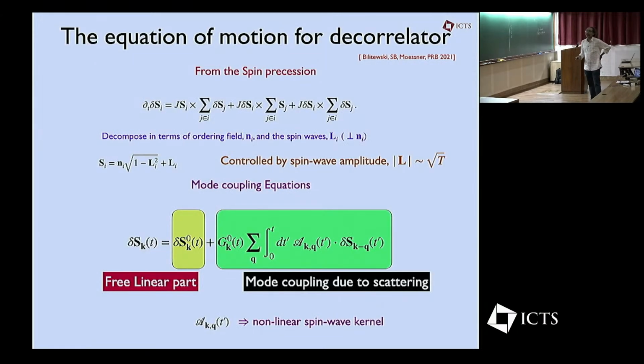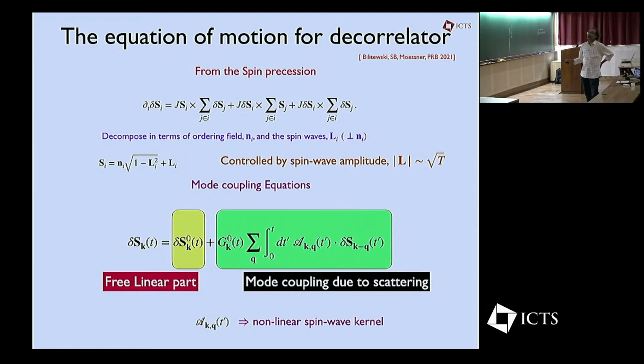Okay, so the starting point to understand these systems, because they are below the ordering temperature, is to think about deviations from the zero temperature ordered state. In this way, you write the spin as the ordered moment and its deviation, which is the spin wave amplitude, which is perpendicular to the ordered direction. And then you try to understand the equation of motion for this decorrelator, the difference of the two copies, in such a background.